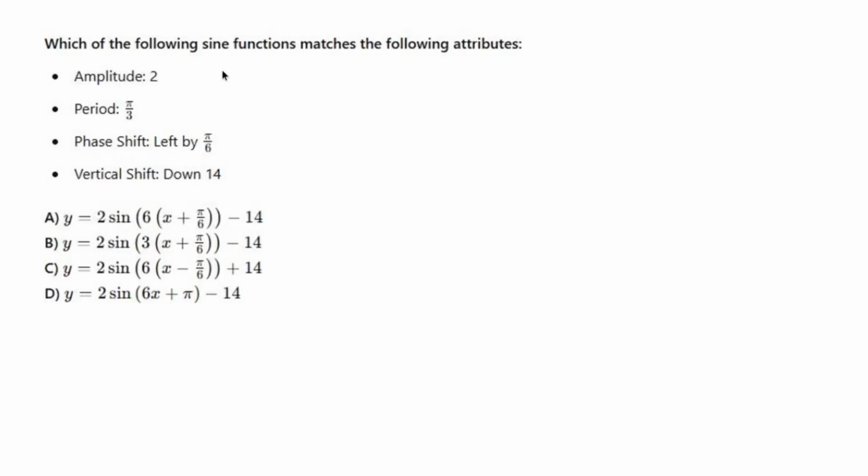Which of the following sine functions matches the following attributes? The amplitude is 2, the period is pi over 3, the phase shift is left by pi over 6, the vertical shift is down 14. Well, we're dealing with the sine function, so I'm going to write out the standard definition of a sinusoidal function, whatever it's called. A sine(b(x minus c)) plus d.